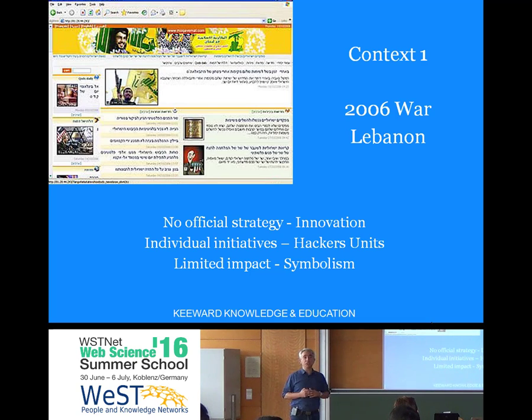Lots of individual initiatives. I even had a student in my classroom who was a hacker for Hezbollah, and he was very proud of what he did, and he did the presentation in September after the war at the university. But he was not related to Hezbollah, he was just a supporter. And it had a lot of limited impact. It wasn't big, it was just little annoyances, but a lot of symbolism.